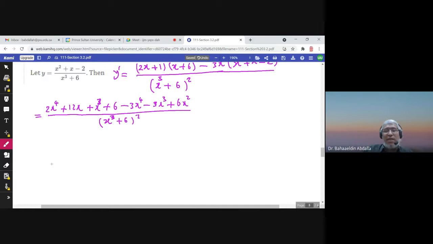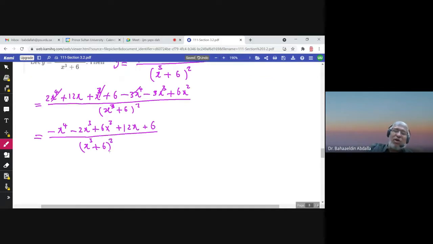Finally, cancel or combine like terms. 2x to the power 4 minus 3x to the power 4 is negative x to the power 4. So we finished these two. x cubed minus 3x cubed is negative 2x cubed. So we finished these two. Plus 6x squared plus 12x plus 6 over x cubed plus 6 to the power 2. This is y prime.